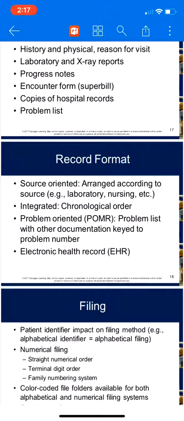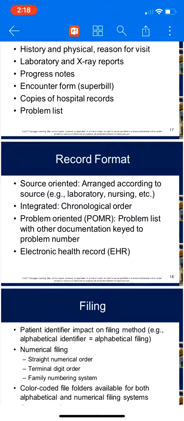This method makes it easy to look at each episode of care, but it is more difficult to look at a patient's care across time, or especially to monitor a specific data element over time. For example, it's often desirable to look for trends in lab values. This is more difficult with the integrated format because the lab results are scattered throughout the record rather than being grouped in one location like we have in our source-oriented format. And then our third is our problem-oriented medical record.